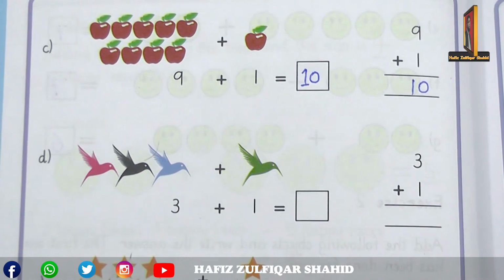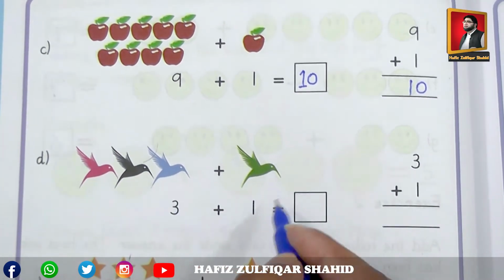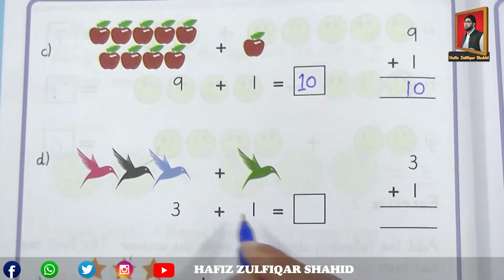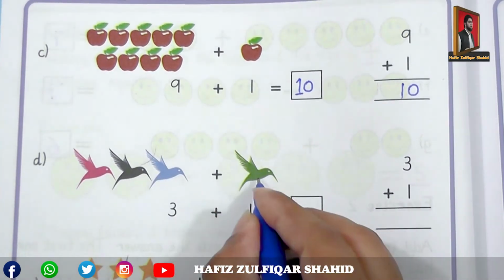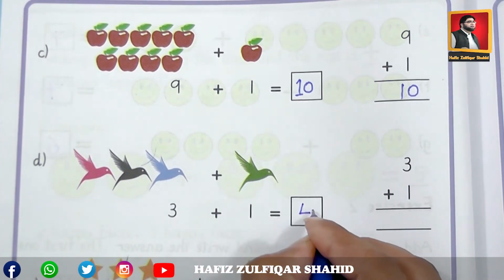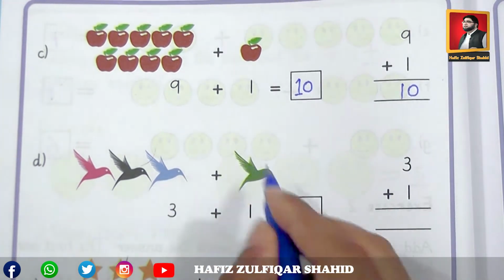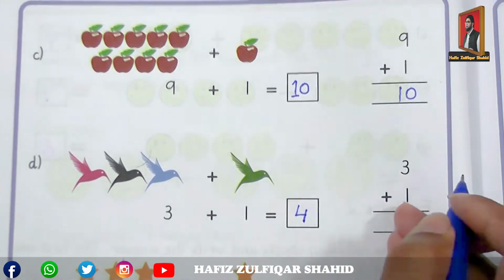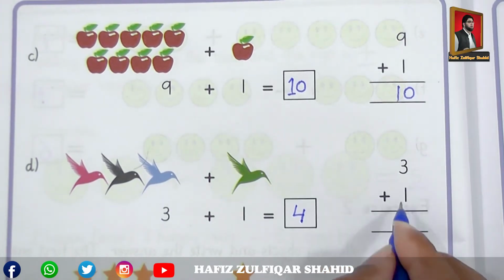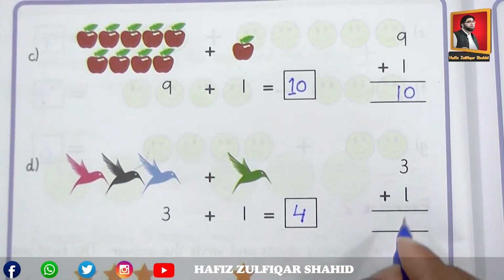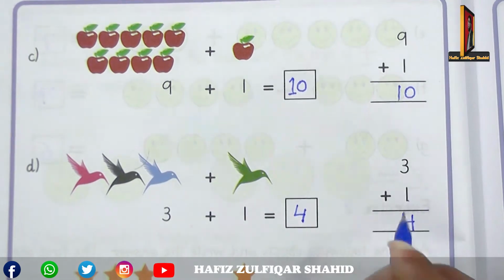Next we have birds. 3 birds plus 1 bird. 3 plus 1, 3, 4. Count one more in 3, 3, 4. Now add vertically. 3 plus 1 equal to 4.